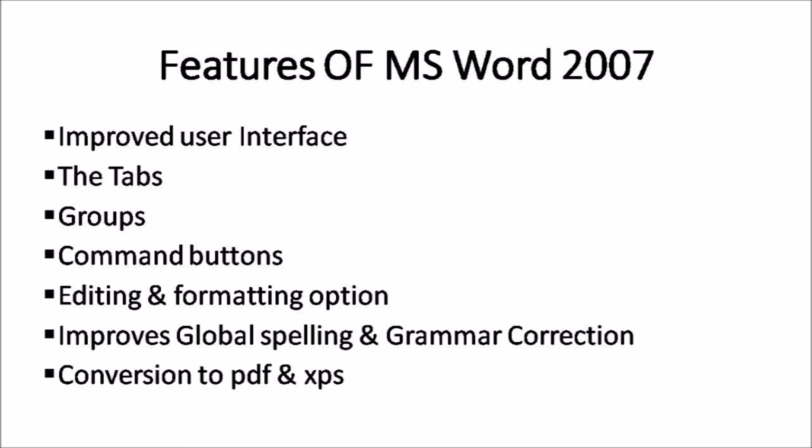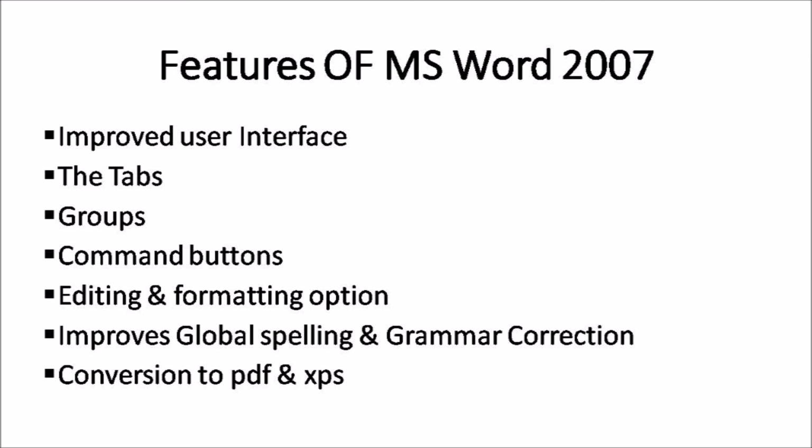Command buttons. Each group has some buttons. For example, the Home tab contains a group called clipboard. Clipboard contains buttons like paste, cut, copy, etc. And slides is a group which contains buttons like new slide, layout, reset, delete. Font is a group which contains buttons like bold, italics, underline, etc.